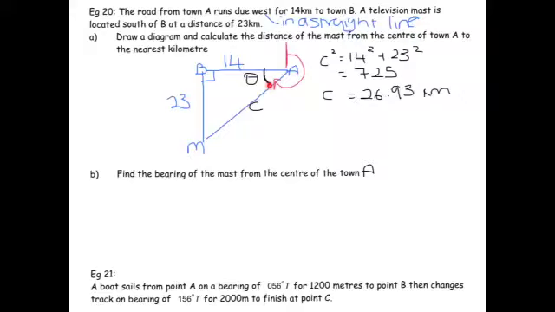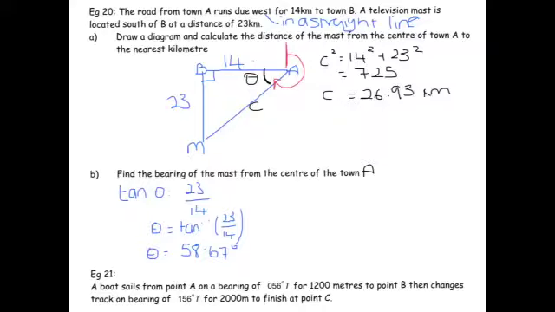So to find theta, we're using right angle trigonometry. We know opposite and adjacent, so tan theta is opposite, which is 23, over adjacent, which is 14. Remember, to find an angle you do inverse tan, or you can use your shift tan on your calculator. So theta is 58.67 degrees. That isn't our bearing yet, we need to work out our bearing.